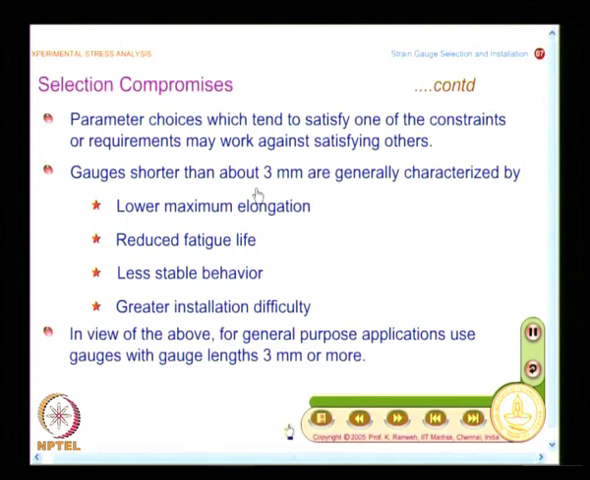I have always been saying the general purpose strain gauges have a gauge length of 3 millimeters. Suppose I go and try to use a strain gauge shorter than 3 millimeters, what is the kind of problem that I may have to encounter? It may have lower maximum elongation, it will have a reduced fatigue life, and it will have a less stable behavior, and finally, it will have greater installation difficulty.